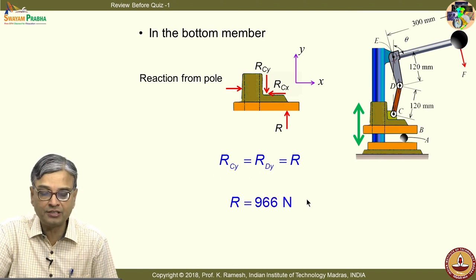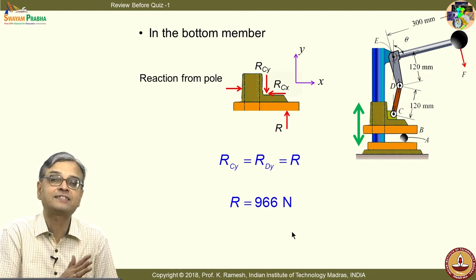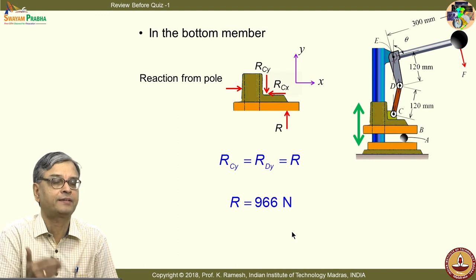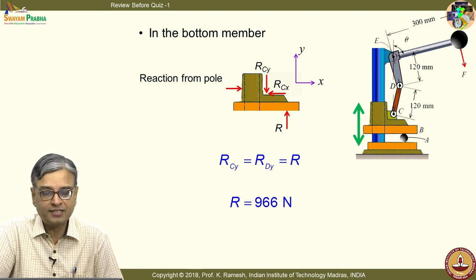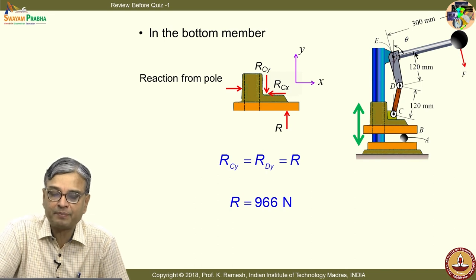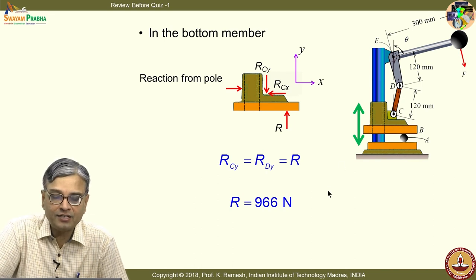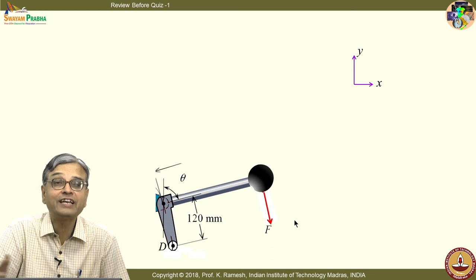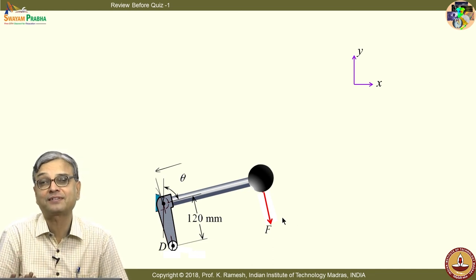So, the question asked is what is the reaction force? We have got the reaction as 966 newtons. It is a circuitous process, I have to dismember and do it. This is what is asked, but we will also see what are the forces acting on this member. Can you recognize what this member is? How many forces are acting on this member? You should recognize that this is nothing but a three force member.